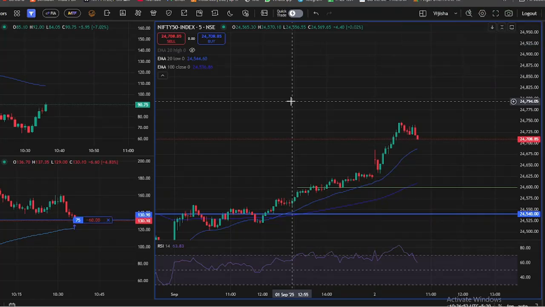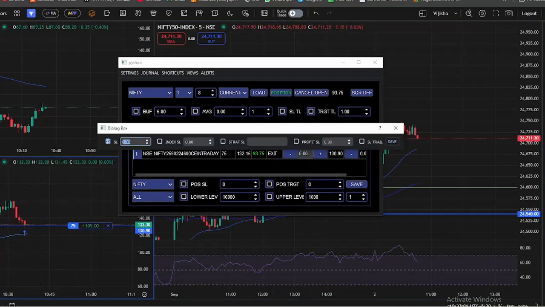Okay, the price touched the RSI 60 and the order got placed. You see the PNL here.